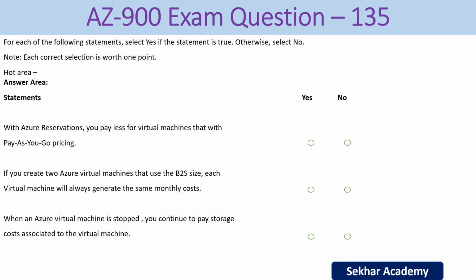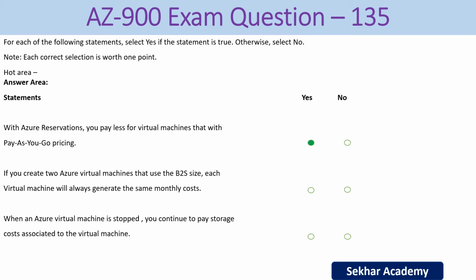AZ-900 exam question number 135. For each of the following statements, select yes if the statement is true, otherwise select no. Note, each correct selection is worth 1 point. In this statements area, we have 3 statements. Let's go to statement 1. With Azure reservations, you pay less for virtual machines than with pay as you go pricing. The options we have are yes and no. With Azure reservations, if you pay less for virtual machines, that means that how much you are using that resource, that much you are paying, right?